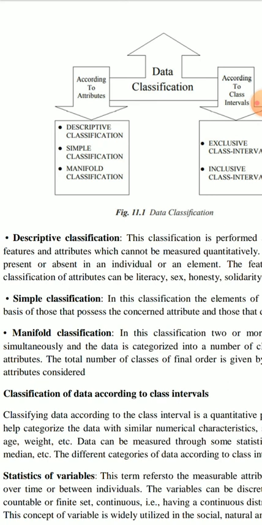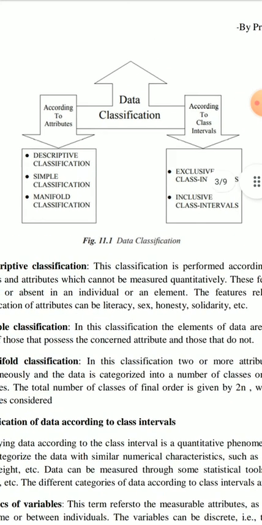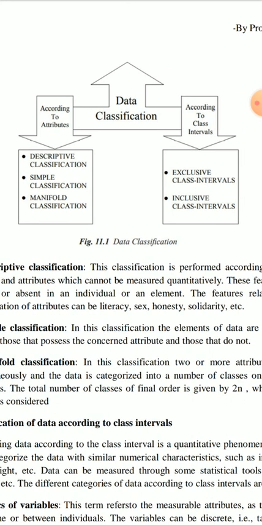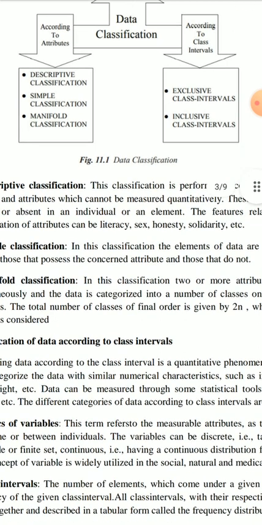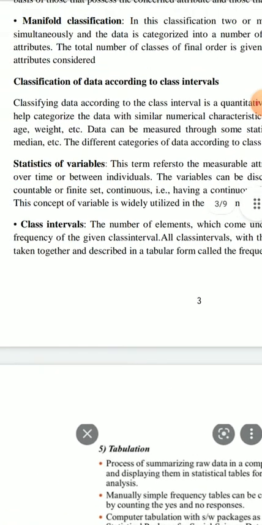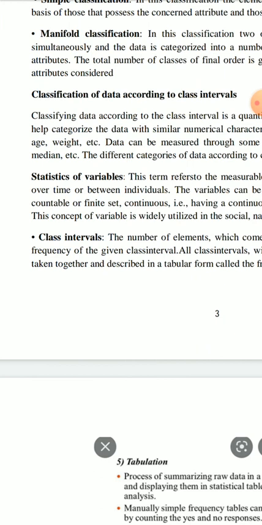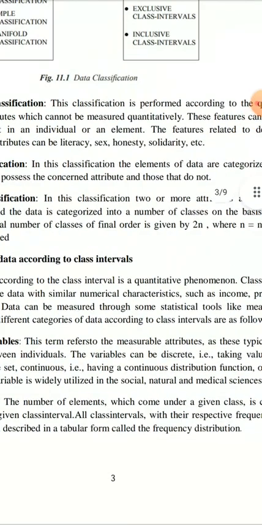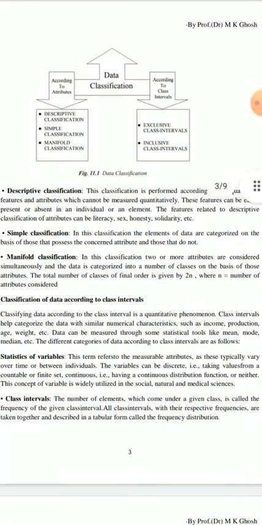Suppose we consider the inclusive class interval, then we take the example 0 to 5, 5 to 10, 10 to 15, 15 to 20, 20 to 25. These types of class interval are known as inclusive class interval. Okay, right? Through this process we can classify the data. This is the classification of data.